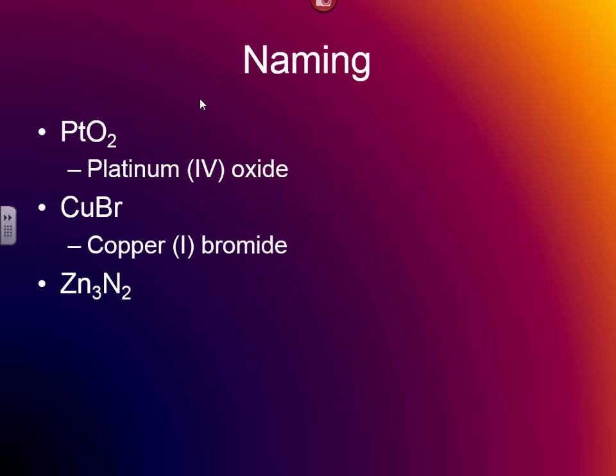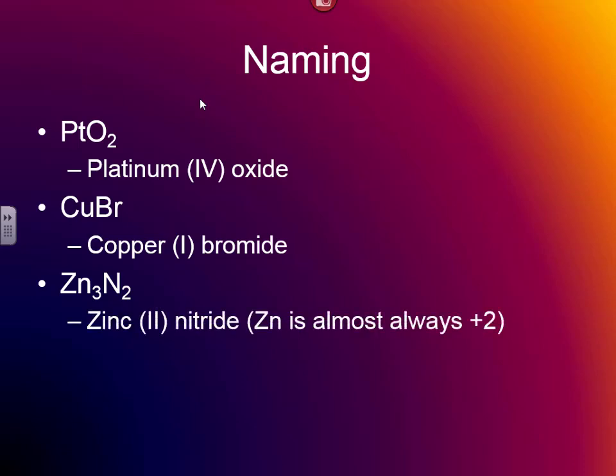This one is maybe just a little bit harder. What is nitrogen's charge? -3. Times 2 makes -6. That means we have to have a +6 on the other side. But how many zinc atoms are there to divide it among? 3. So +6 divided by 3 makes each of them +2. So this is zinc 2 nitride. And I put a little note next to this one. Zinc is almost always +2. So if it doesn't state otherwise, you can assume that it is +2.